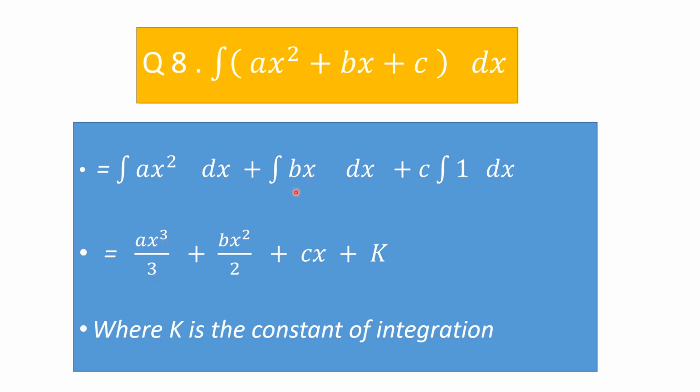Integration of bx will be bx square upon 2, because here the power is 1. You will do power 1 plus 1 upon 1 plus 1. So it will be bx power 2 upon 2 plus c. What is the integration of 1? It is x. So you will write cx plus k, where k is the constant of integration. Generally, we take the constant of integration to be c, but c is already mentioned in the question. So the constant of integration to be taken here is k. It's a very simple question.